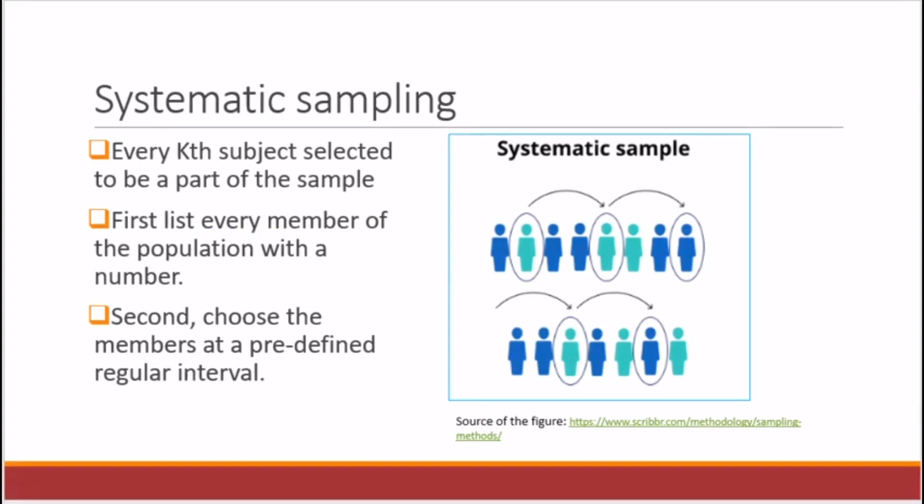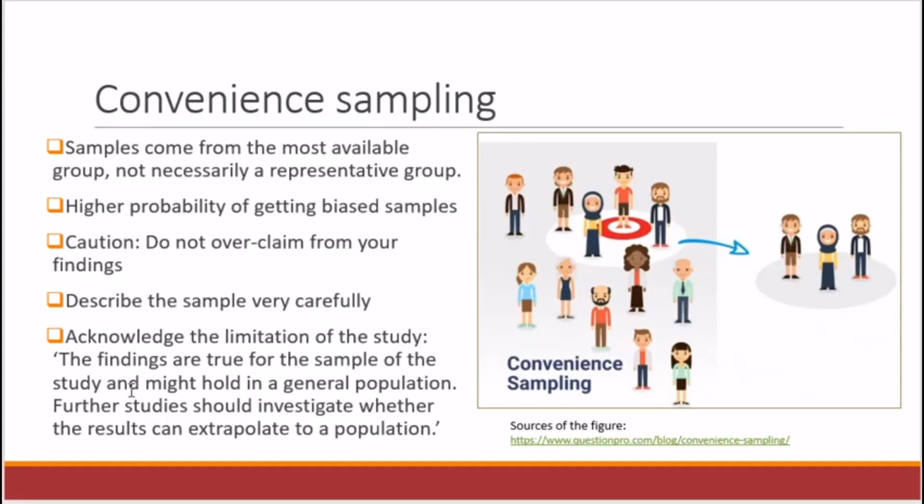The last type of sampling is called convenience sampling. It's called convenience because samples come from the most available group, not necessarily the representative group. If this is your population, the most available group, this is you, the researcher, this person with a circle around. The most available sample around you are these 3. So it's convenient really to ask them to participate in your study.